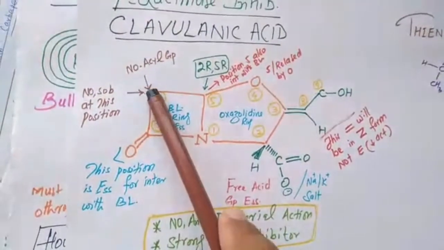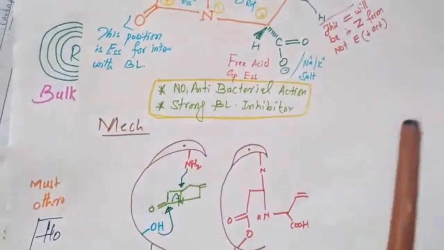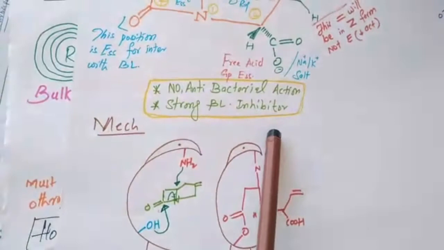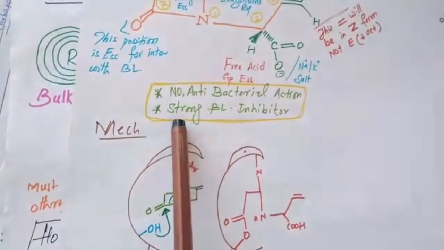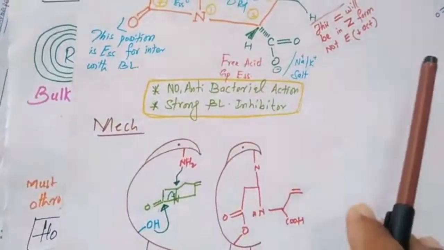No substitution is allowed here. No acyl group is here. There is no antibacterial action of clavulanic acid. And this is a strong beta-lactamase inhibitor.